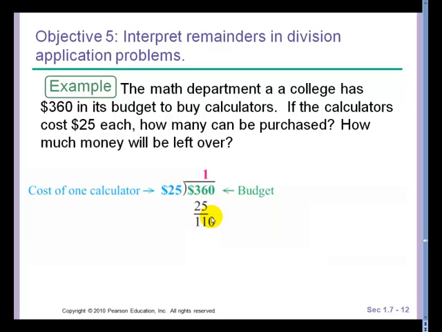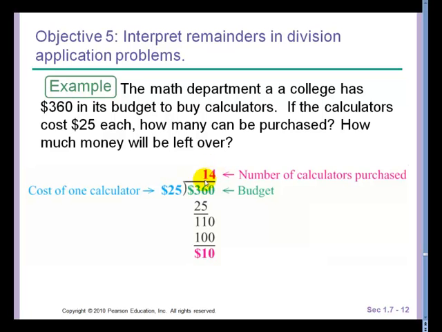Next we drop down this 0. Then we say how many times does 25 go into 110? 25 goes into 110 4 times. 4 times 25 is 100. We subtract this and get 10. Now, when we get into decimals, we will add a decimal point and continue this process. However, at this point we are just working with integers, so we will stop and we will have a remainder.